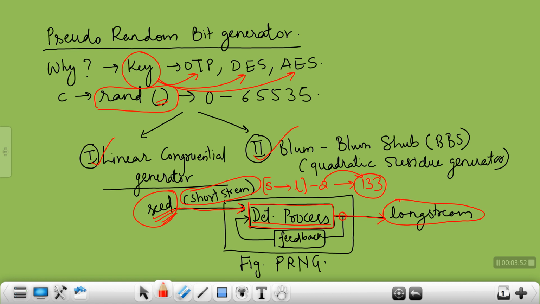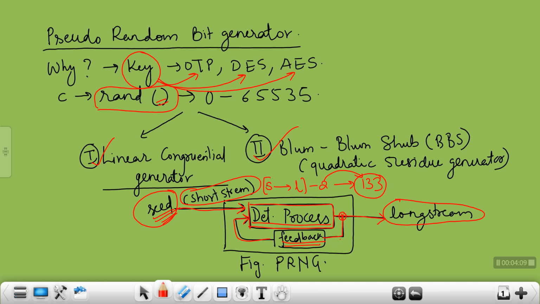Only for step number 1 we will use the seed value to generate the first value. Now, to generate the second value, we have to use the first value, which is called a feedback value. The first value is used as an input to our deterministic process. This is a very simple diagram to understand how to generate a pseudo-random number.